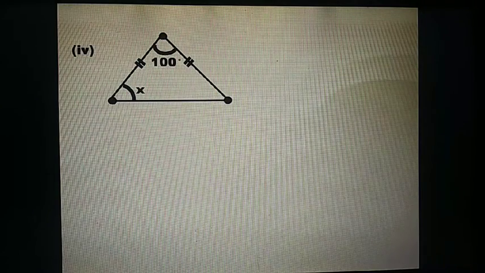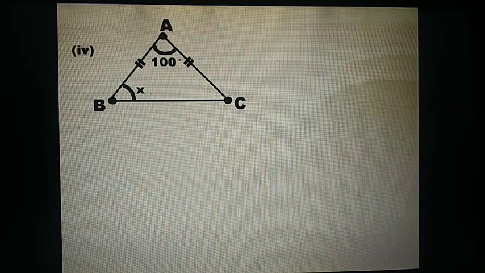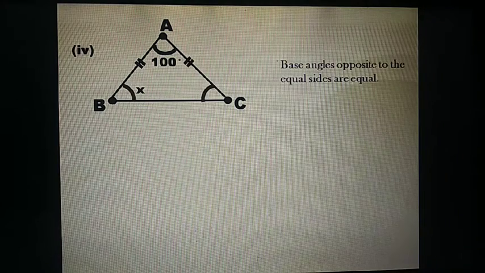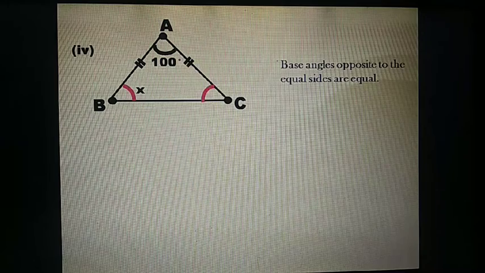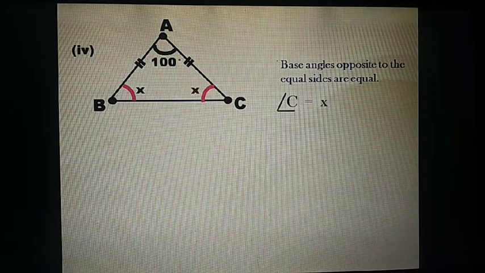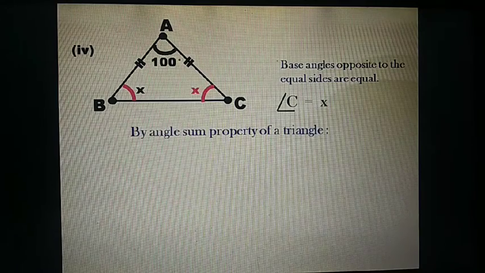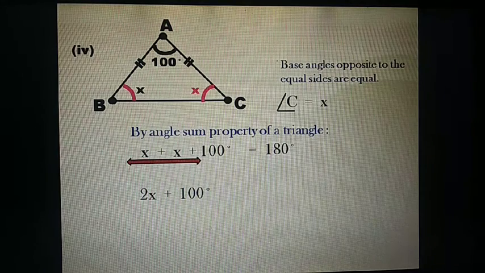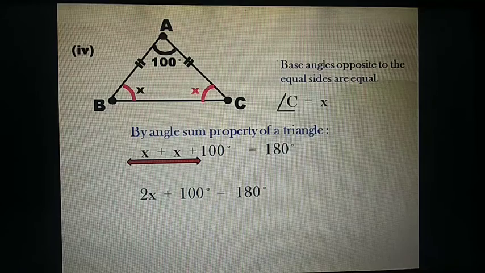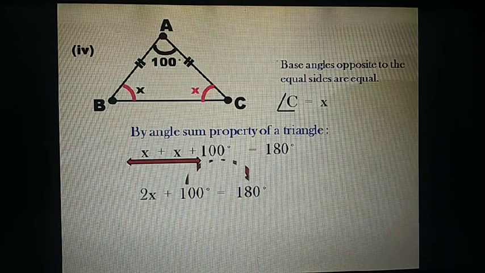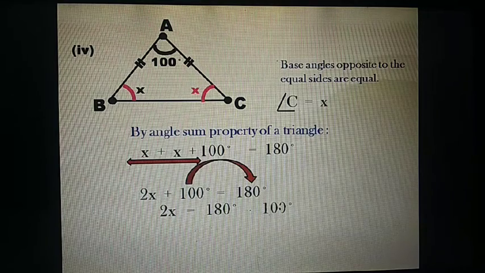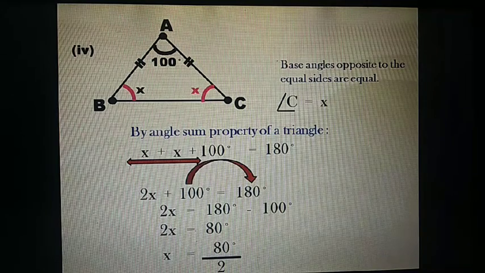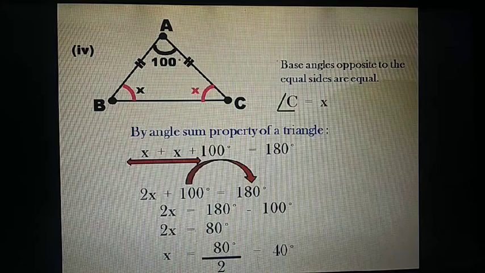Moving to the next figure. Again, here AB and AC are the equal sides. So the base angles will be angle B and angle C. They both are equal. So we can mark angle C also as x. Now to find out the value of x, you will use the angle sum property. Adding both the x, 2x plus 100 degrees equals 180 degrees. Shifting 100 degrees first, you will get the answer as 80 degrees. Shifting 2 now, you will get the answer as 80 upon 2, which means 40 degrees.